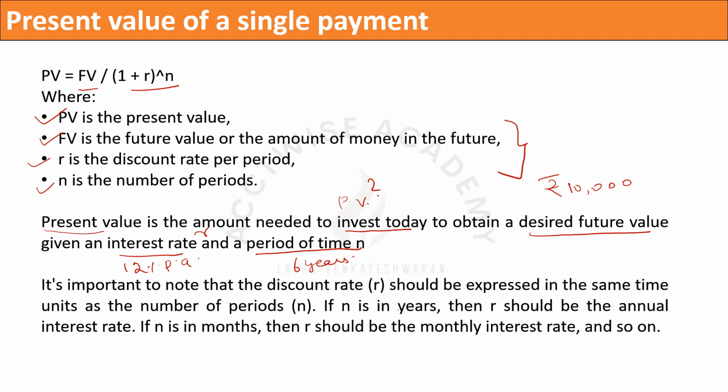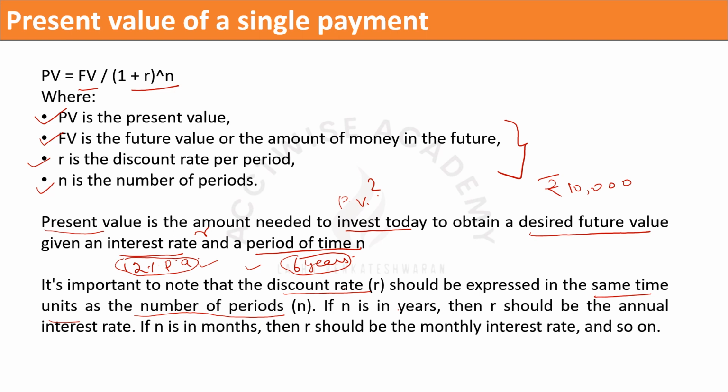It is important to note that discount rate R should be expressed in the same time units as the number of periods N. So what did we do here? Here we took 12% per annum, that is 12% each year, and period of time is 6 years. So both are in years, both are expressed in the same time units, per annum and years. If N is in years, then R should be the annual interest rate. So N is 6 years and annual interest rate here is 12% per annum.